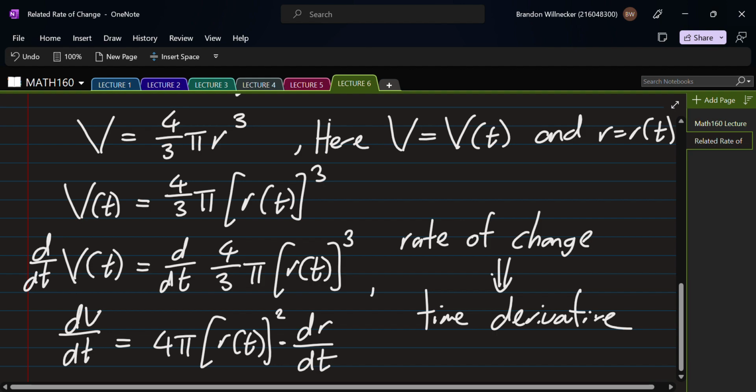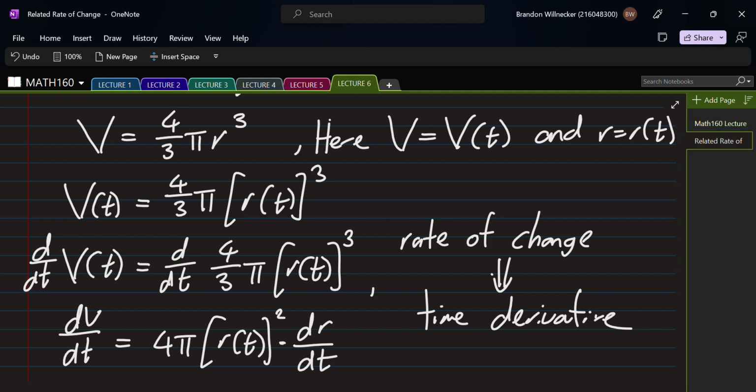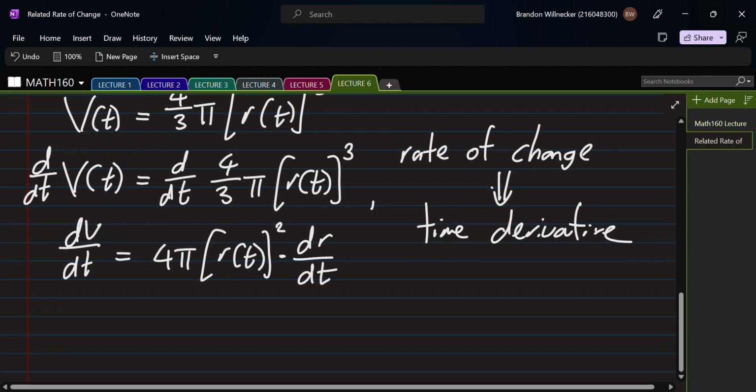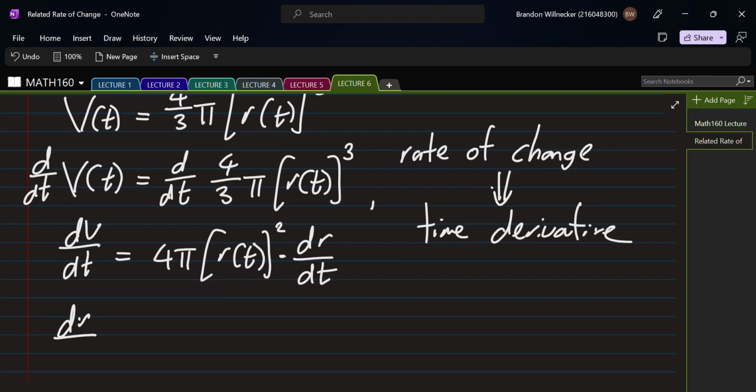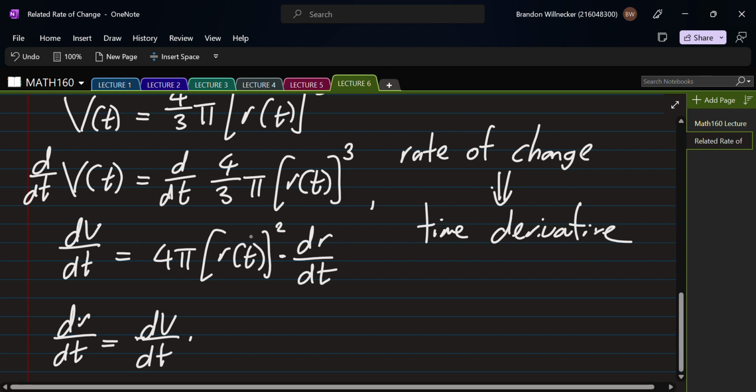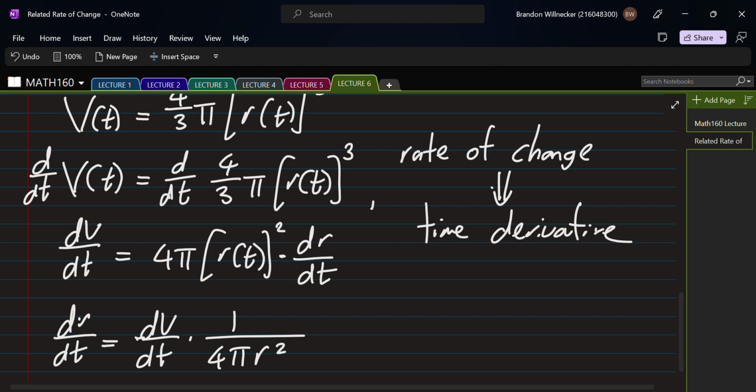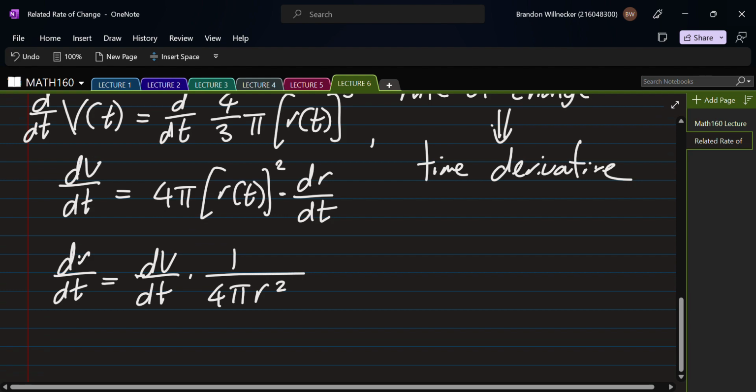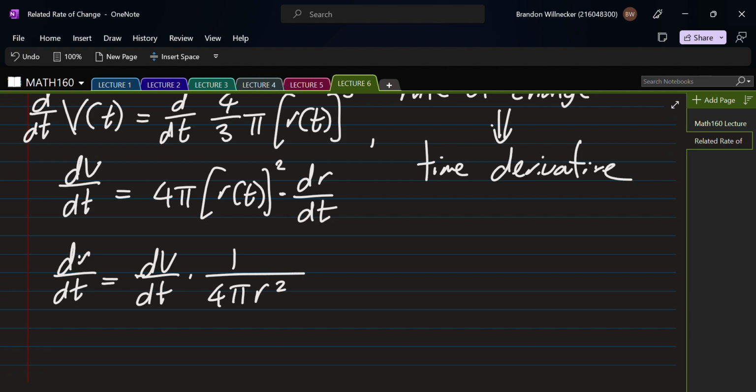Now what we want is dr/dt. So a little bit of manipulation. We see that dr/dt is equal to dV/dt, and then we need to divide through here. So 1 over 4 pi r squared. So given the radius and given the rate of change of the volume, we can determine the rate of change of the radius.